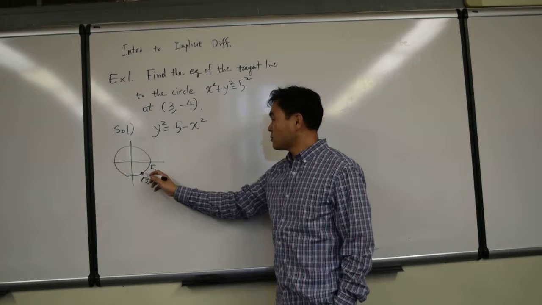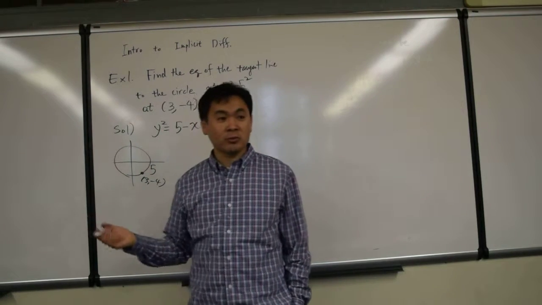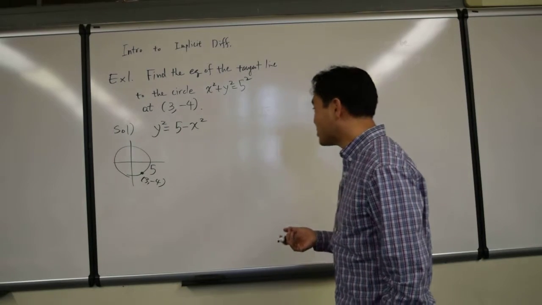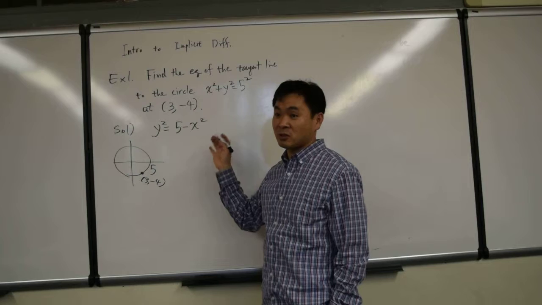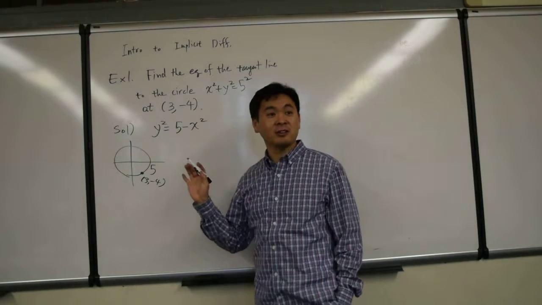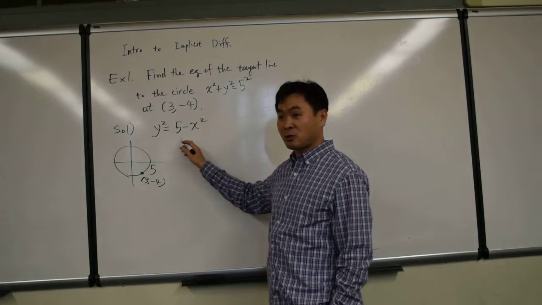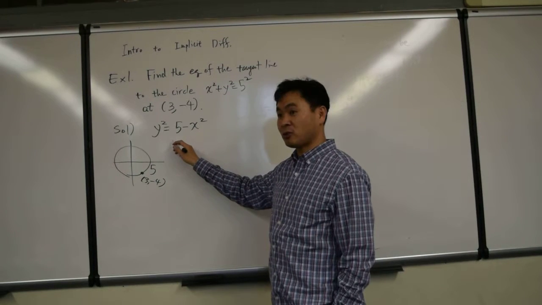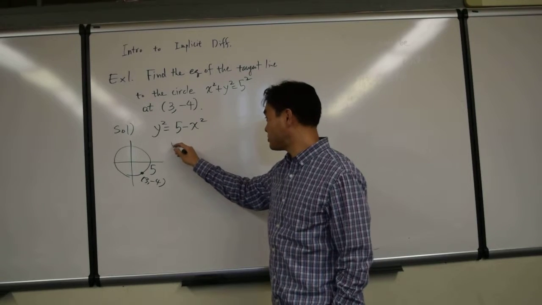And because tangent lines require the slope, and slopes are obtained by finding the derivative, we better solve this for y to figure out what dy/dx is. Is that clear? So far so good, right? So now what should I do? What should I do here? Yeah? Take the square root.